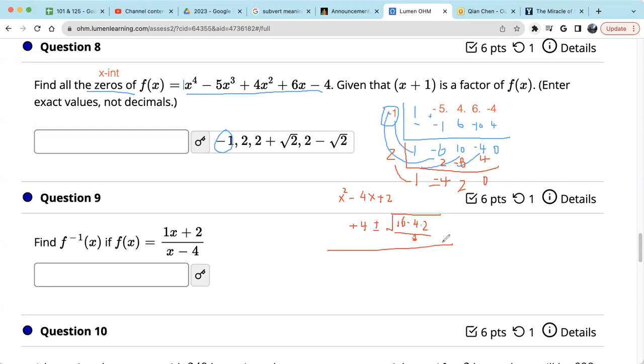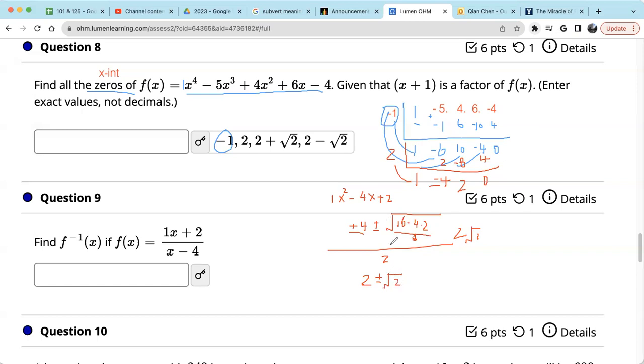Then all divided by 2, the number before x squared, which is a. This is divided by 2. So 4 divided by 2, that's just 2. Sorry, I make mistakes these days. My brain is just not functioning very well. So plus or minus the square root of 8, the square root of 8 is 2 radical 2. Then 2 divided by 2, we are just left with square root 2.